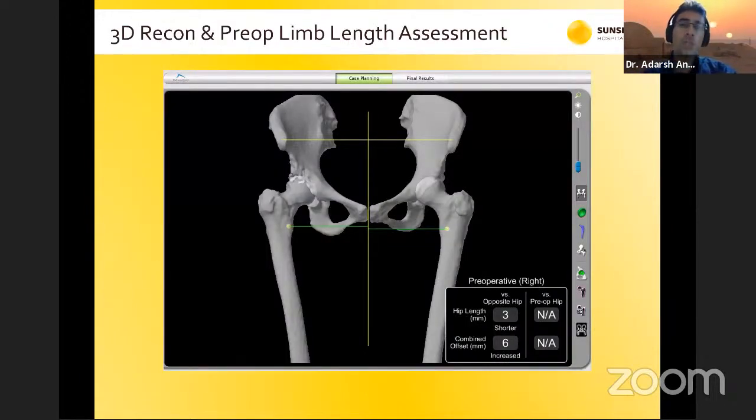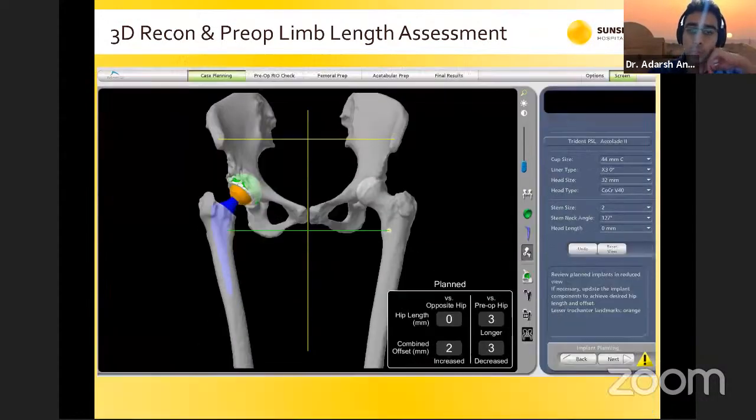So first thing is you get a 3D reconstruction, as I mentioned, and you know the pre-op limb assessment immediately. So I know that my hip is 3 millimeters shorter than the opposite side. Okay, so I know that whatever implants I put in, I'm going to try to get rid of that 3 millimeters of shortening. Okay, so this is the planning of my implants. With a 44 cup, a 32 head, and a stem size of 2 and neck angle of 127, I managed to bring my limb length equal to the opposite side. So this is just like templating.